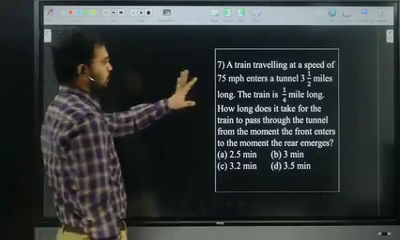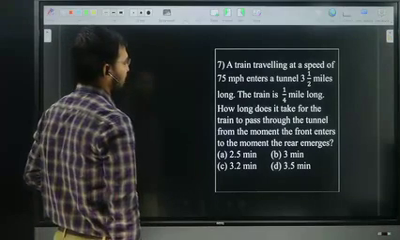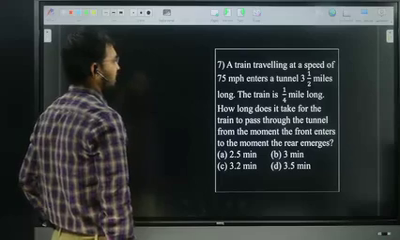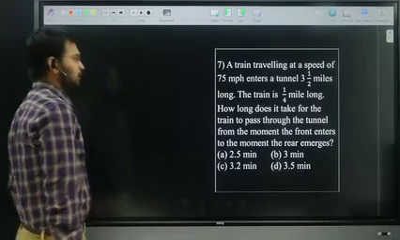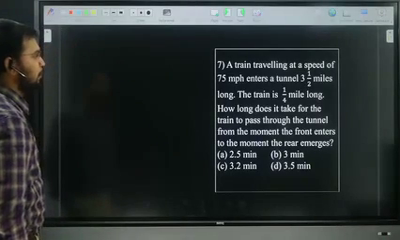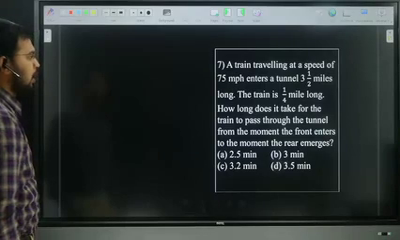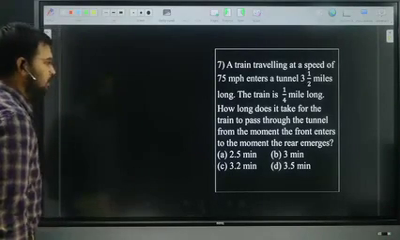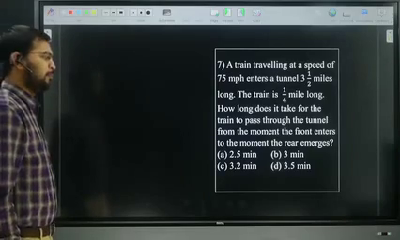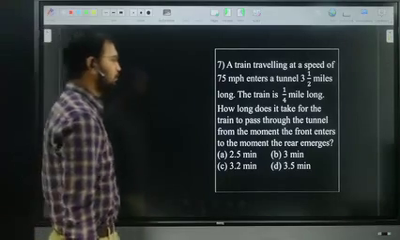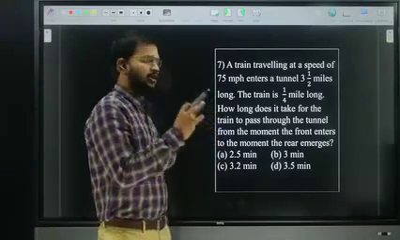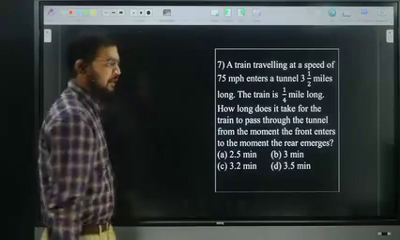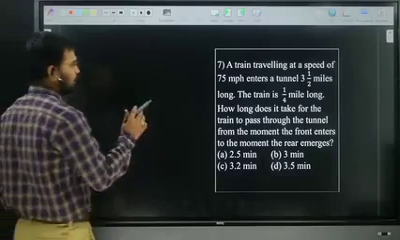Here, a train traveling at a speed of 75 miles per hour enters a tunnel 3.5 miles long. The train is 1/4 mile long. How long does it take for the train to pass through the tunnel, from the moment the front enters to the moment the rear emerges? That is simply a train passing a tunnel.